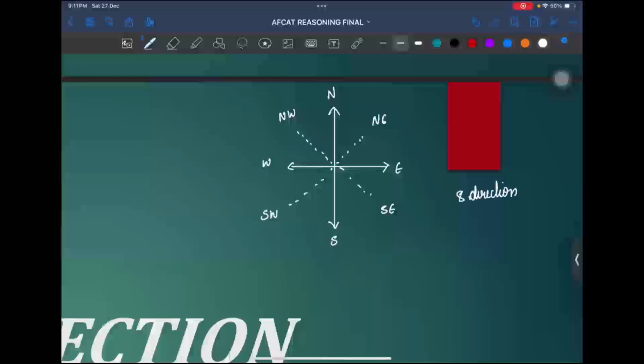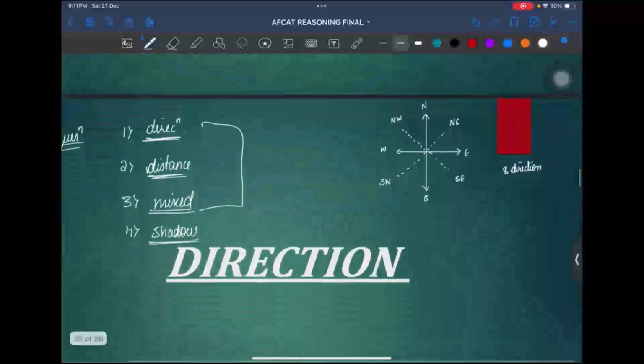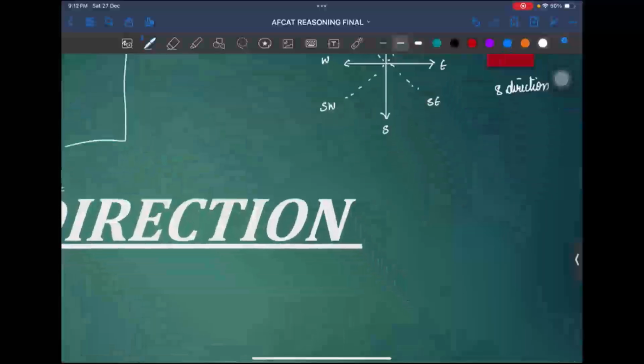And one more thing is, unless they specifically mention in the question that a person turns 45 degrees, or 60 degrees, or 135 degrees, 90 degrees, or whichever it may be, you just need to draw it in a perpendicular manner.